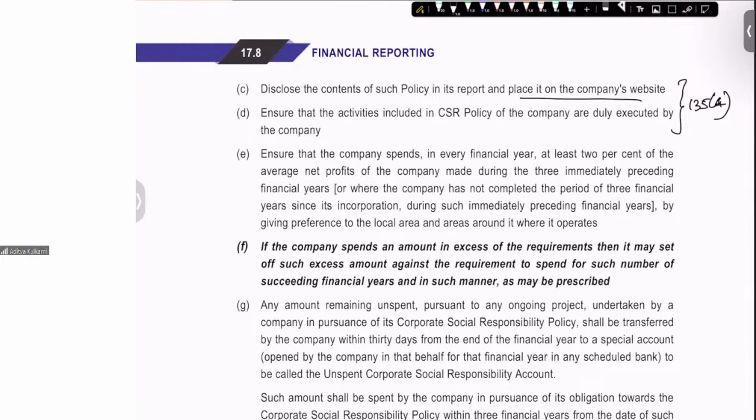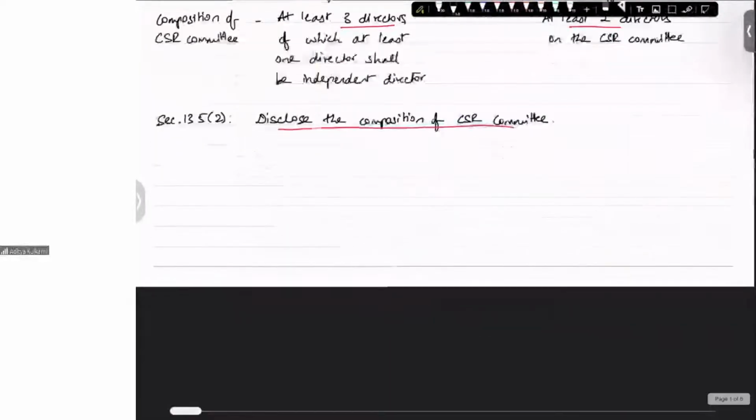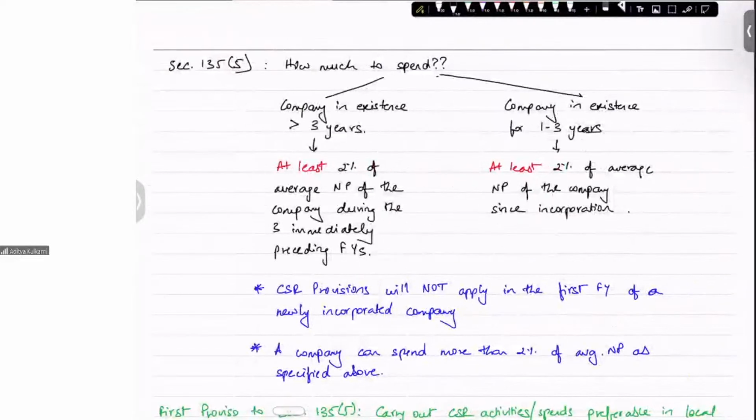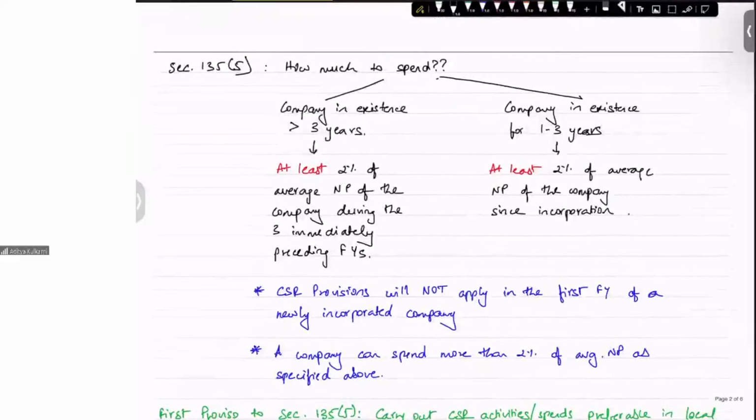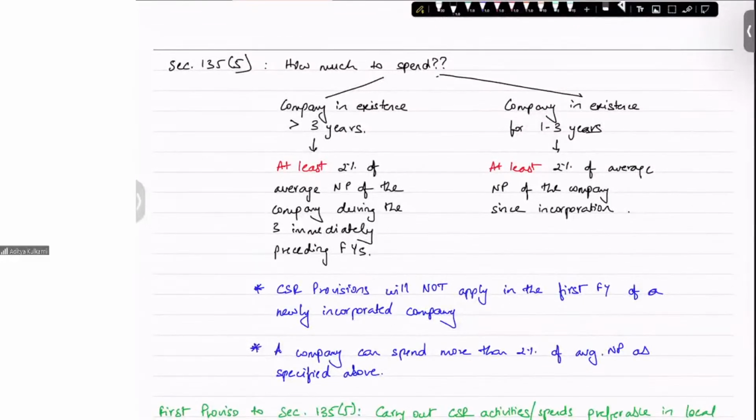Now the question is how much it has to spend. Okay, let me see. Yes. So 135(5) tells you how much the amount should be spent. If the company is in existence for more than 3 years, then you will be spending at least 2% of the average net profit of the company during the 3 immediately preceding financial years.